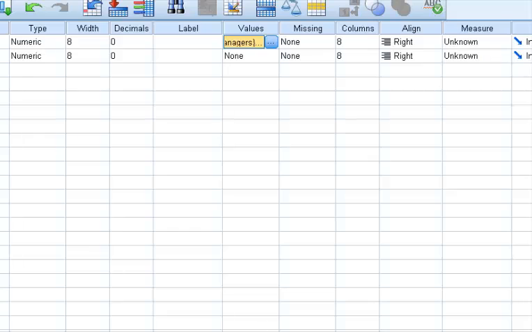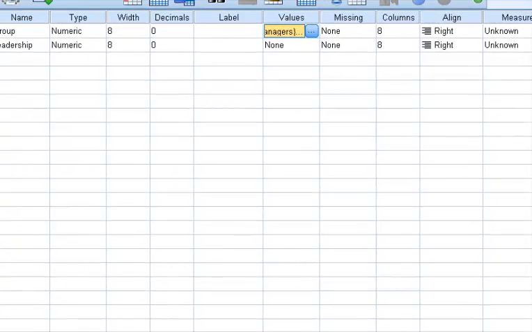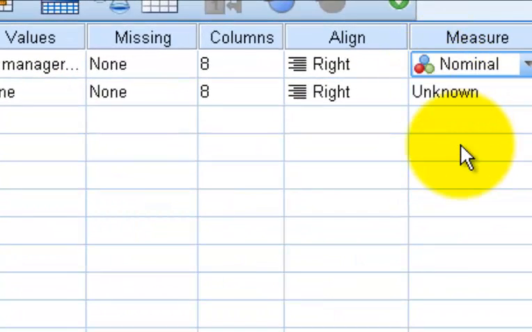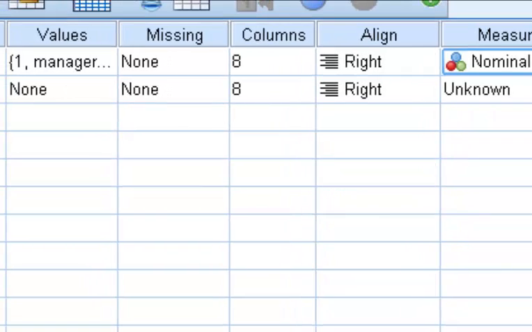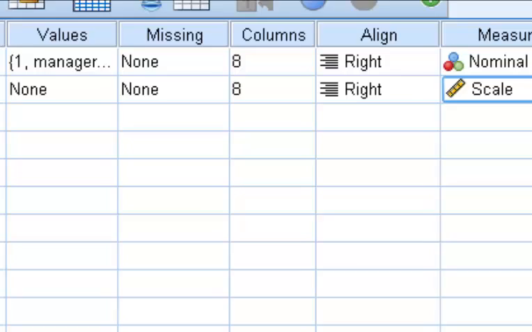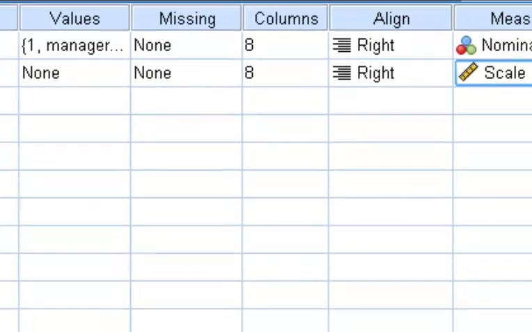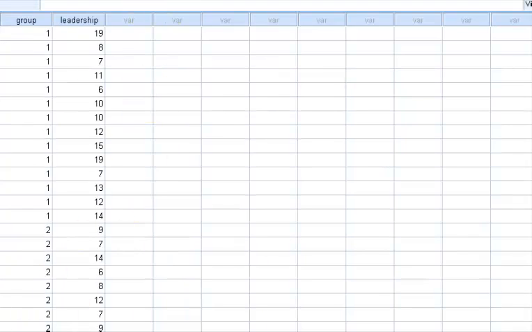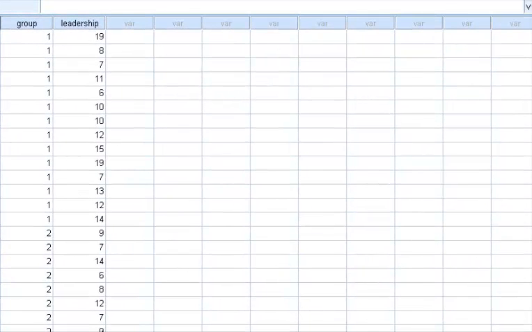We got to then tell the computer what type of measure it is. So for group, okay, can I get them both in here? Maybe. So group is nominal, right? Everybody's in one group or the other. That makes it a categorical or nominal. Leadership is simply a scale, right? They're going to measure their leader's effectiveness with a number, so that makes it a scale. And I just went ahead and cut and pasted all the data from the spreadsheet into here, so we're good to go.